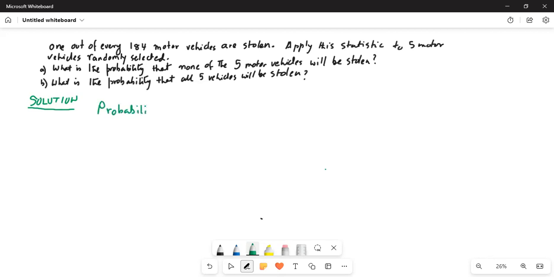The probability a vehicle is stolen is equal to 1 divided by 184, and that is equal to, I'm going to use my calculator, 1 divided by 184, and that is equal to 0.00543.